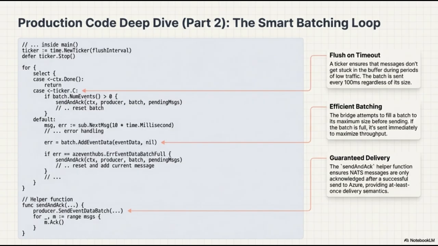Data integrity is maintained through the guaranteed delivery logic found in the send and ACK helper function. By only acknowledging the source messages after the batch has been successfully received by Azure, we achieve at-least-once delivery semantics. This architecture ensures that no data is lost, even if a failure occurs during the transmission process.